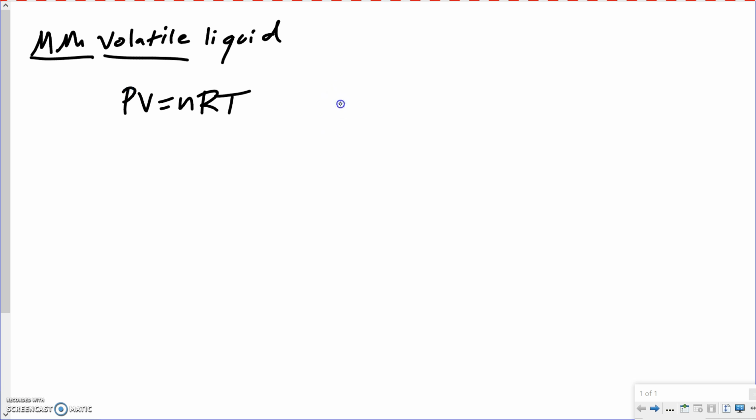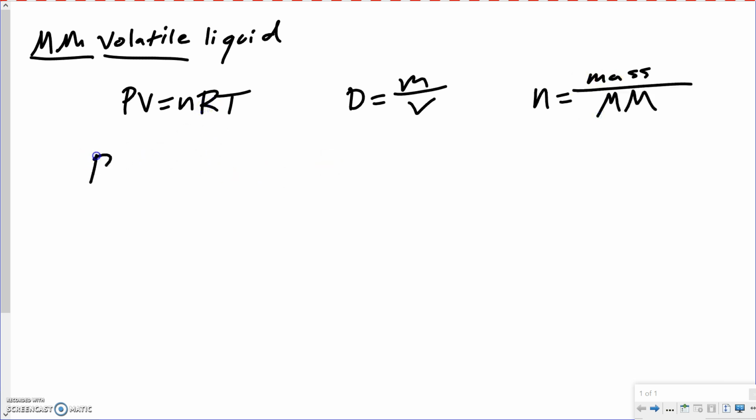And you could also use the equation that has density in it. So if we remember that density equals mass divided by volume, we can replace n, the number of moles, by mass divided by molar mass. So we're going to come in here and plug that in. Bring molar mass over to the other side.